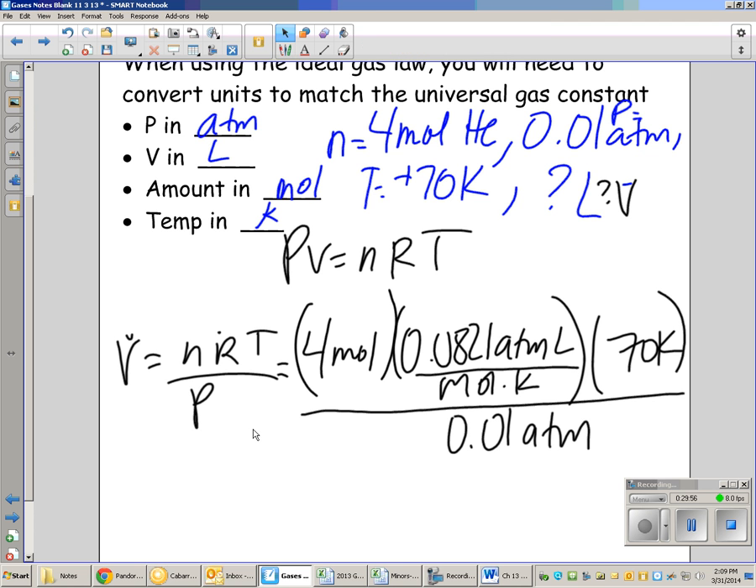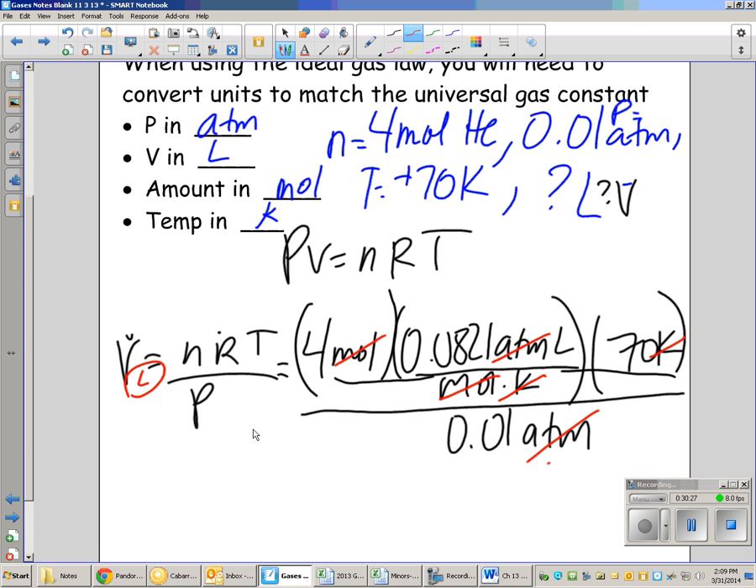What units can cancel, top and bottom? You see moles here in the numerator? Moles on top, moles on bottom. Yes, cancel. Kelvin on top, Kelvin on bottom. Cancel. Liters? No, they don't cancel, and that makes sense because this has to be in liters. And then atmospheres on top, atmospheres on the bottom. So all those units cancel, leaving us with liters.